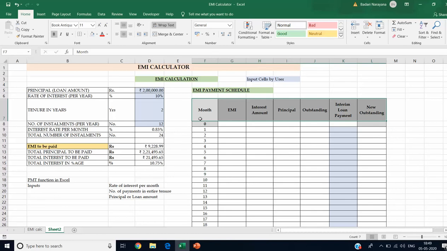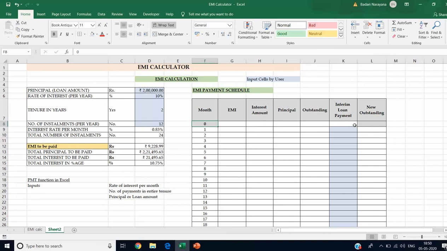Just have the columns like month, 0 month, first month, second month, third month, 4 month and onwards, and what is the EMI amount, what is the interest amount within that particular EMI, what is the principal amount within that particular EMI, and then what is the outstanding amount as on that month. And if there are plans of repaying any interim loan amount, that is if you want to repay the loan amount in between for a few months, we can have that column also. And with that, we can also calculate the new outstanding after repayment. So let's see how to fill this table.